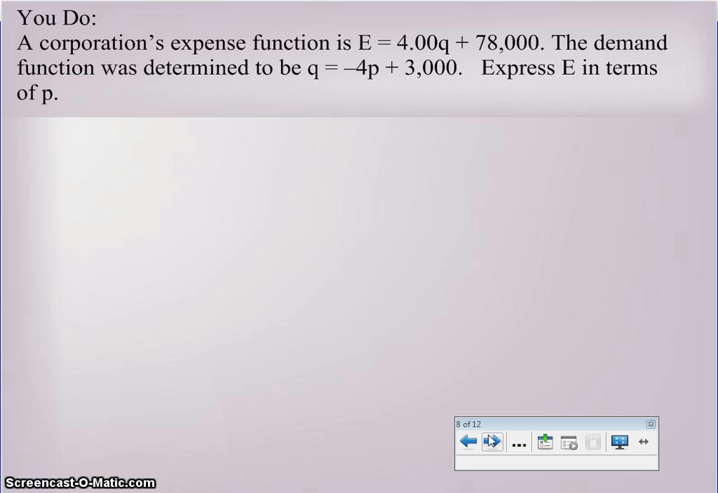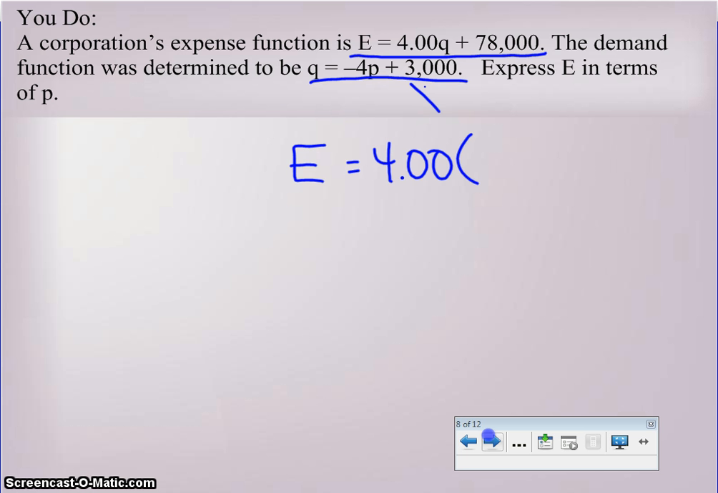Okay, a corporation's expense function is E equals 4.00Q plus 78,000. Demand function was determined to be Q equals negative 4P plus 3,000. Express E in terms of P. So we're not doing anything different than we did the last question. It's E equals 4.0 times, we're going to substitute negative 4P plus 3,000 in for Q, plus the 78,000.